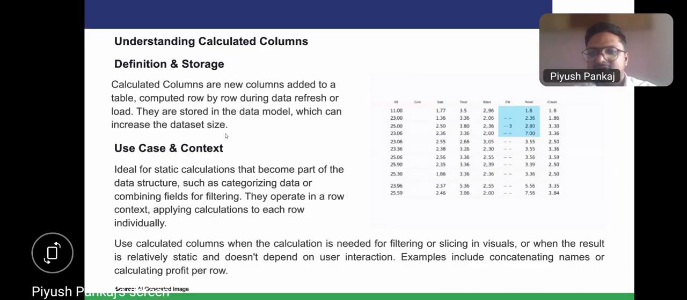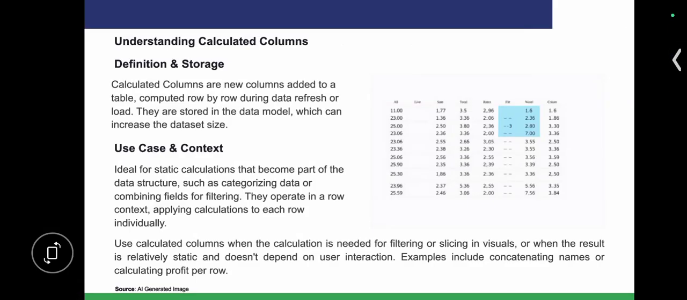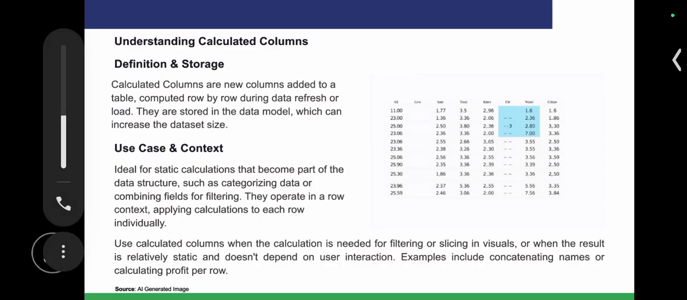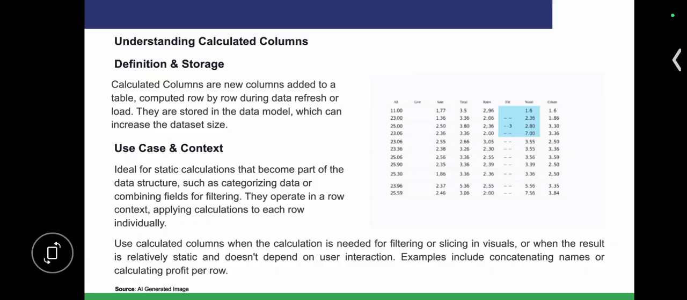Calculated columns. Now let's say you have two different columns: selling price and buy price. You want to calculate profit. What are you going to do? Like in school, we have studied profit is equal to SP minus CP, that is selling price minus cost price. So you are going to subtract the cost price column from the selling price column, and you will get the profit.